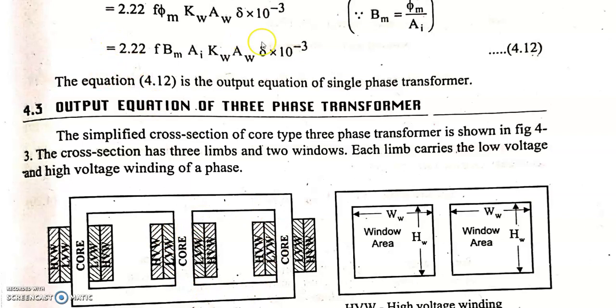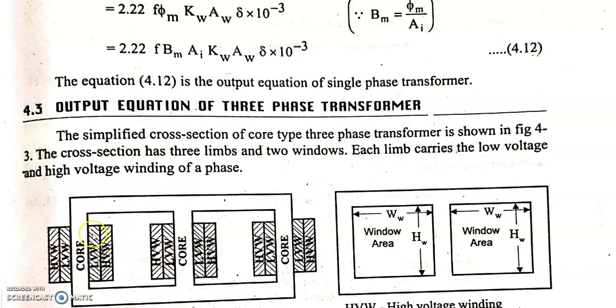Now from this equation we can understand what the output equation of a transformer for three phase will be. Here it is two limbs and one window. So it is 2.22. If we add one more limb, it will be plus 1.11. Actually it is 1.11 plus 1.11, 2.22. So if we add one more limb, 3.33 will be the output equation of the transformer. And the window area and copper area available will be 2 times that of the single phase transformer, isn't it?